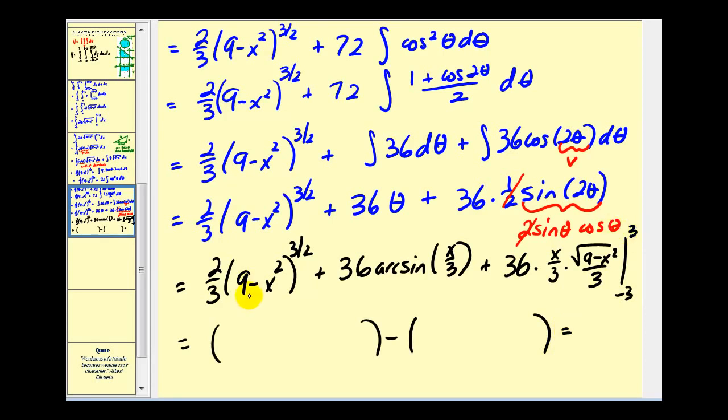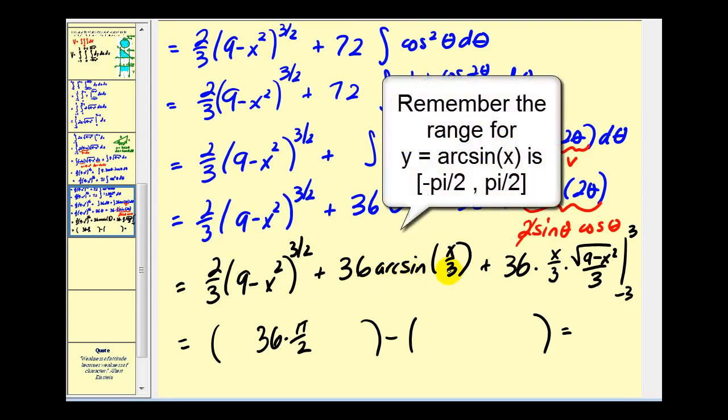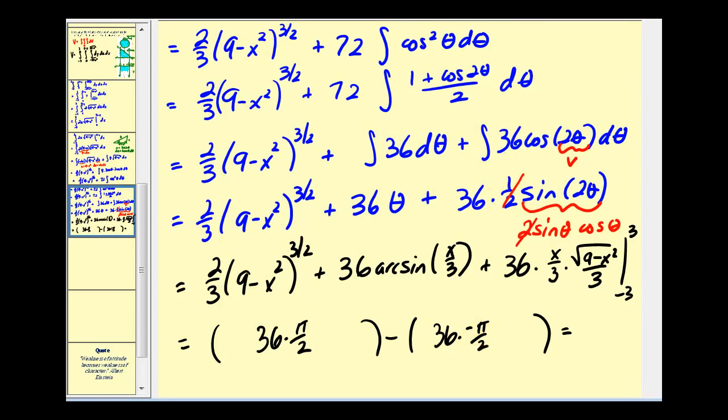So when x is 3, this is going to be 0. Here we're going to have 36 times arcsine of 3 over 3. Well, the arcsine of 1 is going to be pi over 2. So we'll have 36 times pi over 2. And then again, when x is 3, this will be 0. And then when x is -3, this is going to be 36 times arcsine of -1. That's going to give us negative pi over 2. So we'll have 36 times negative pi over 2. And then again, this is going to be 0 when x is -3. So we have 18 pi minus negative 18 pi, which gives us a total of 36 pi cubic units for this volume.